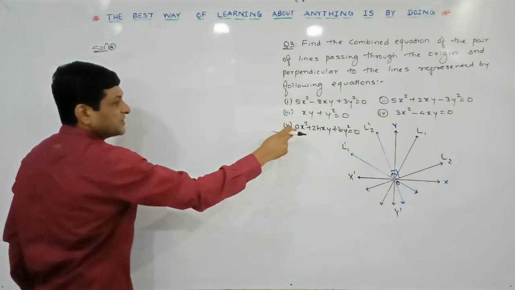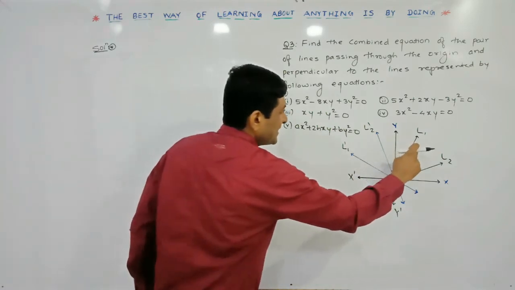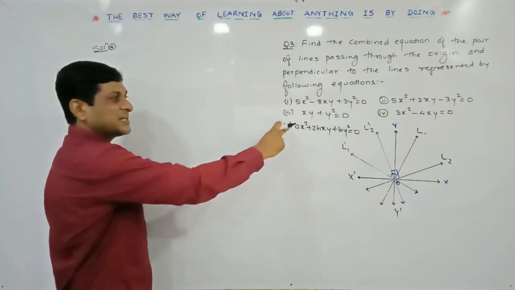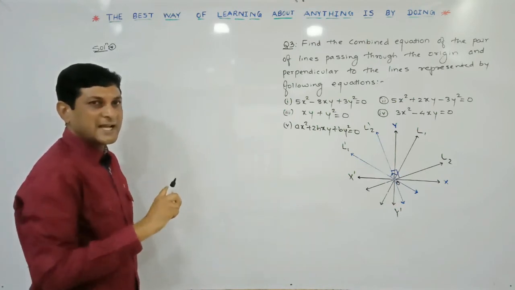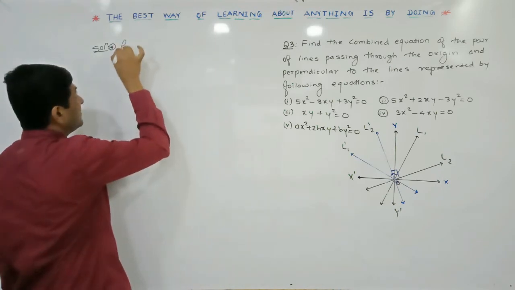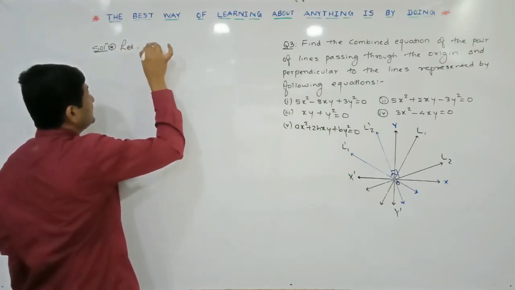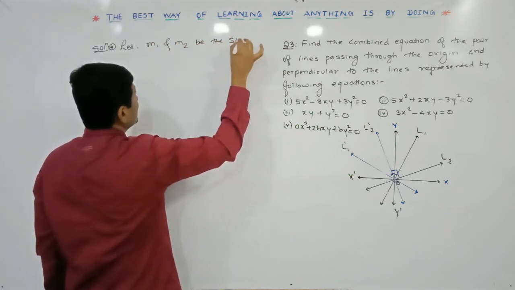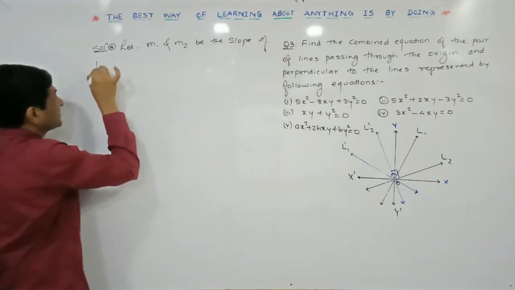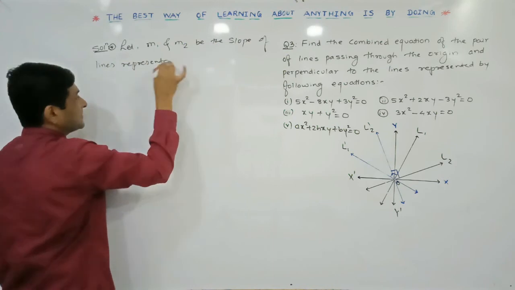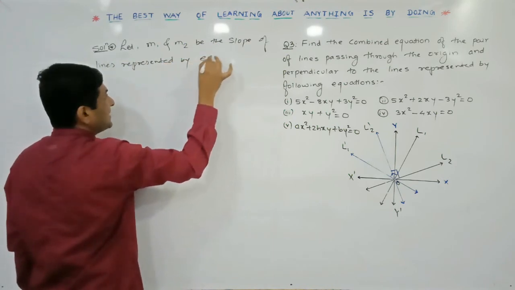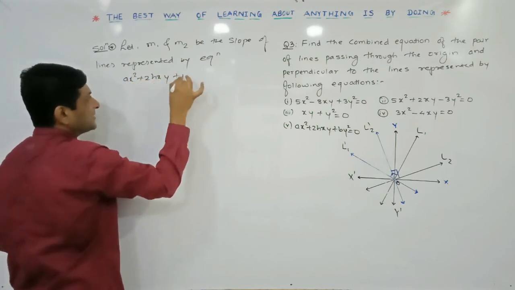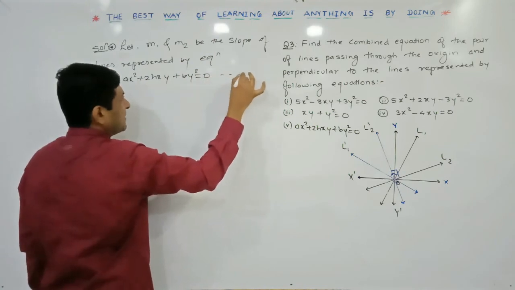So see the solution of the 5th example. Here the homogeneous equation is given to us. We have represented the lines represented by this homogeneous equation as L1 and L2. Since a pair of lines is represented by the homogeneous equation, we know that every line has a slope. So let m1 and m2 be the slopes of the lines represented by the equation ax square plus 2hxy plus by square is equal to 0, denoted by equation number 1.